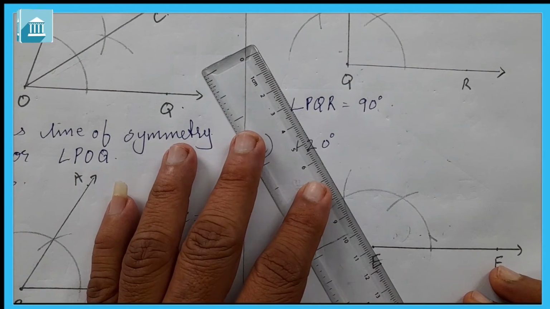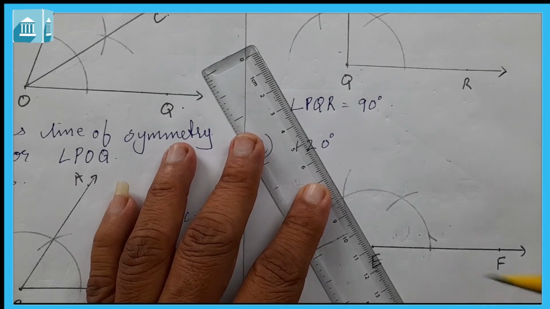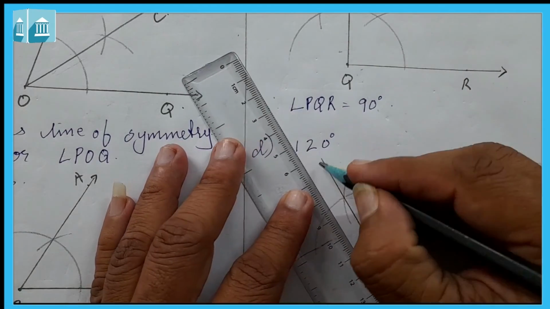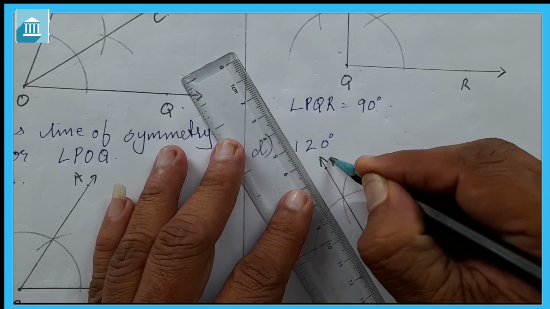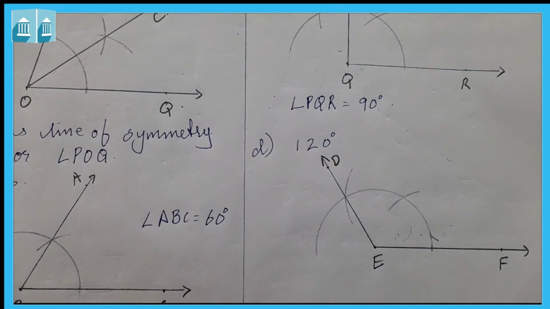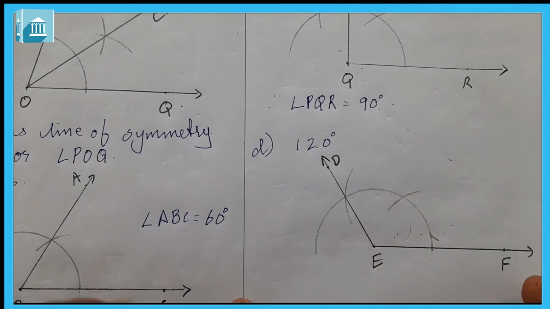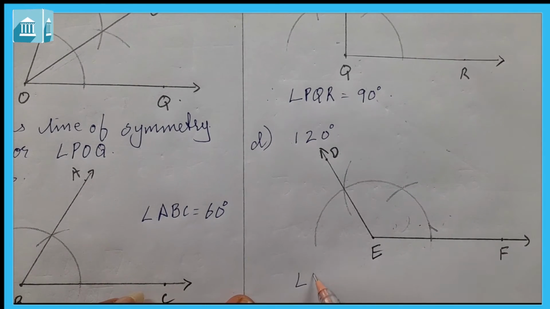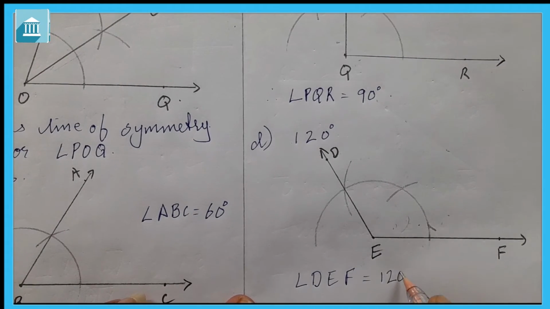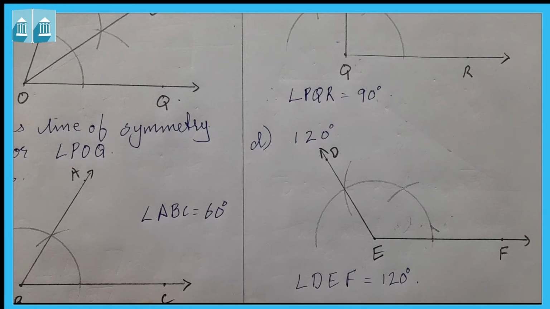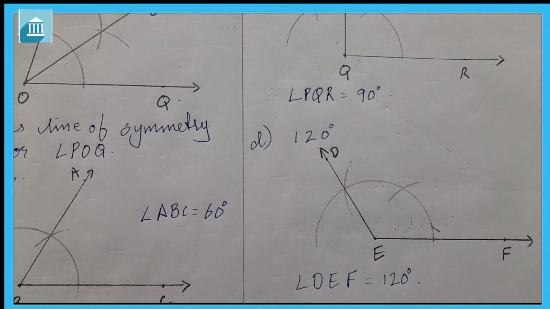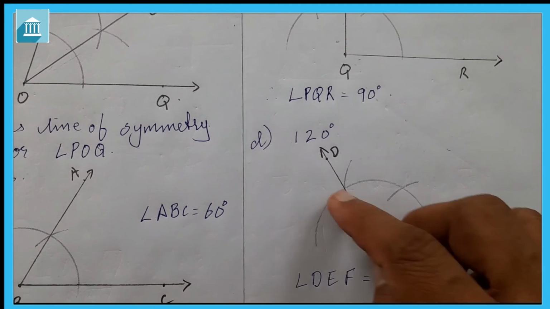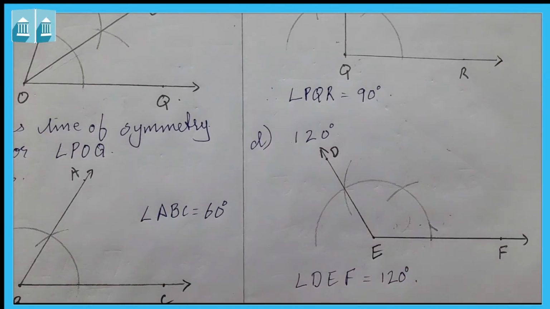So we are going to join this and it will be DEF. So we can say that angle DEF is equal to 120 degree. Angle DEF is equal to 120 degree. So in this way we can draw other angles also. For example, 135 if we have to draw, then it will be between 120 and 150. So we can draw by here.